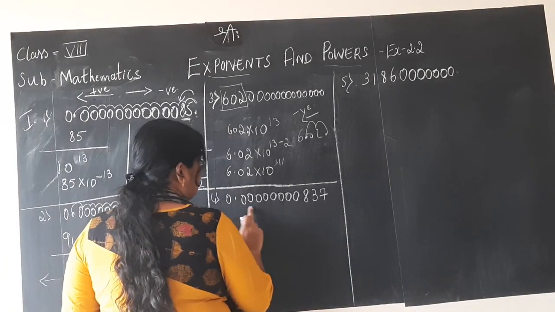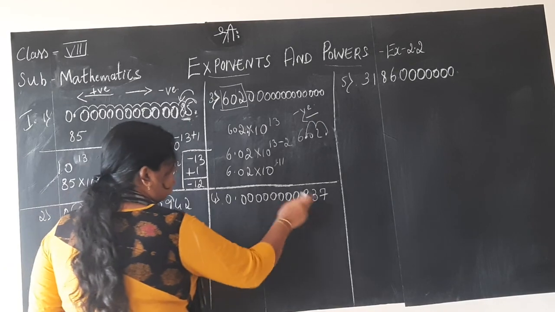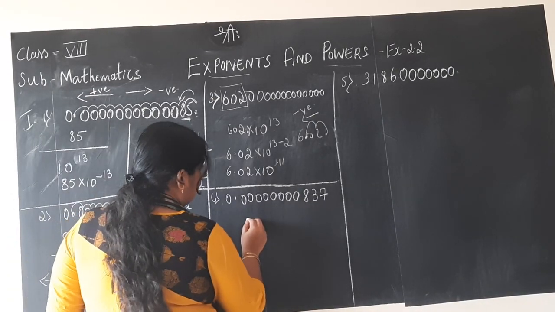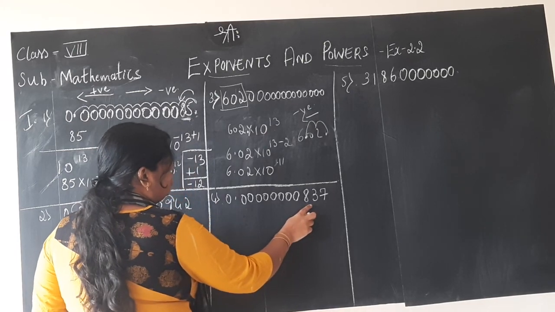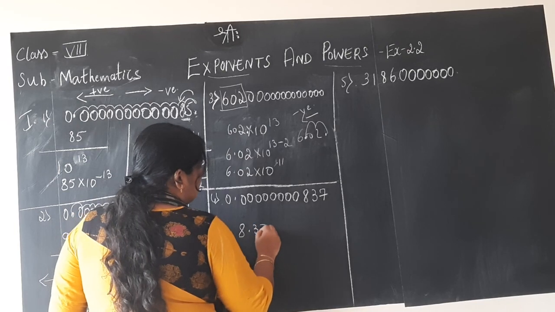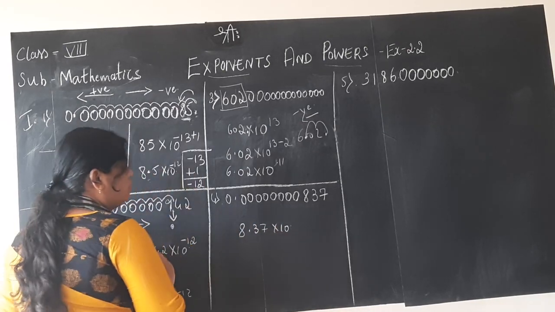Now the fourth question is again a smaller number. See, 0 point followed by digits. I will do my method, not your textbook method. We will try what you get. I will directly stop at 8.37. So 8.37 into 10 to the power, what?